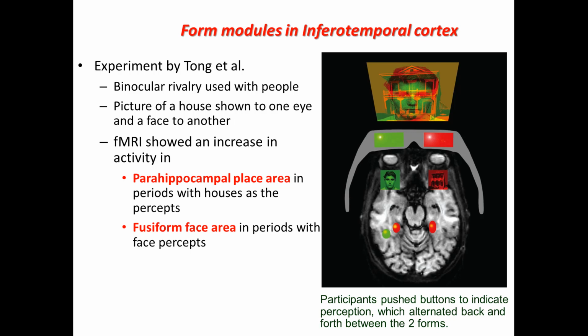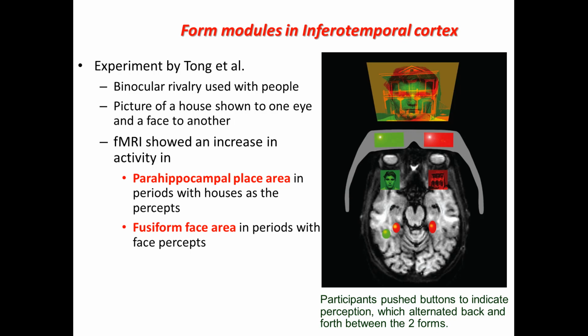Participants were asked to push buttons to indicate what they were perceiving at any given point in time. Very typically, participants reported percept switching between houses and faces. They couldn't see both at the same time. This is very interesting. What they were looking at was either one or the other, and it tended to alternate back and forth between the two forms every so often. The participants did report that they could focus on one or the other voluntarily, but it also switched between the houses and the faces.